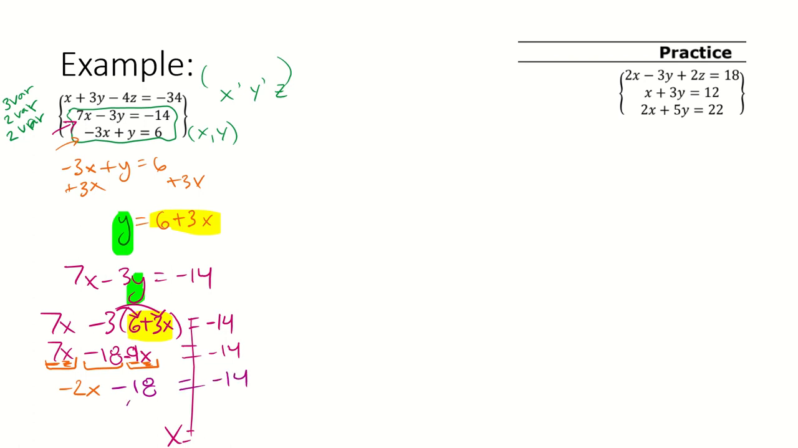And we're solving for x, so next we add 18 on both sides to cancel that. And we're left with negative 2x equals positive 4. And then divide by negative 2 on both sides. And x equals negative 2. So far we know that x is negative 2. Next, we're going to still use those 2 equations and pick one of those to solve for y. The third one seems to be the easiest because it already has the y by itself. So we're going to do negative 3x plus y equals 6.